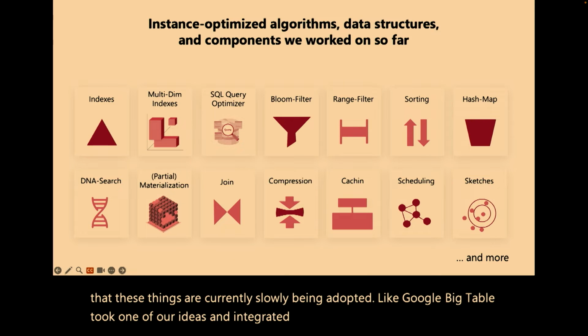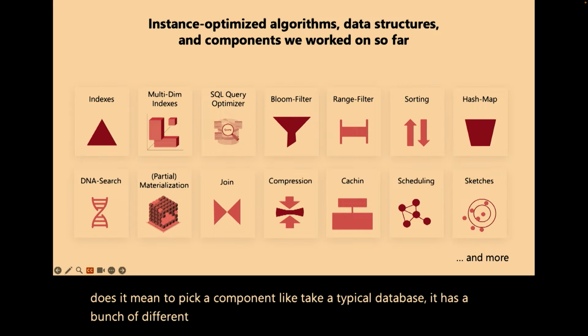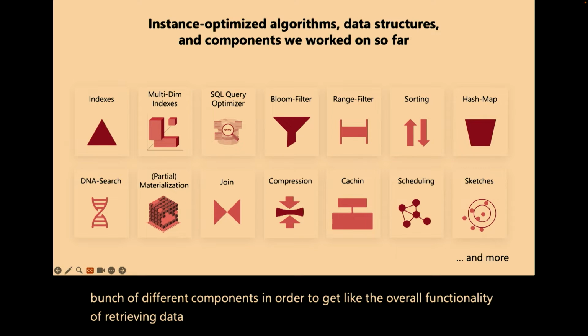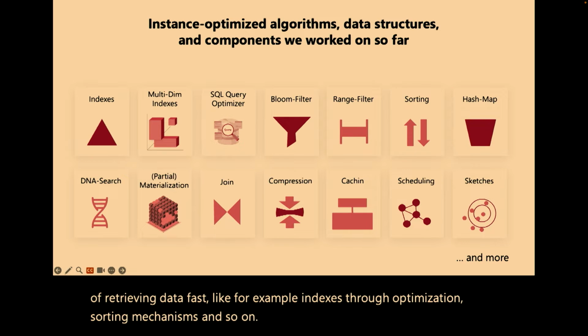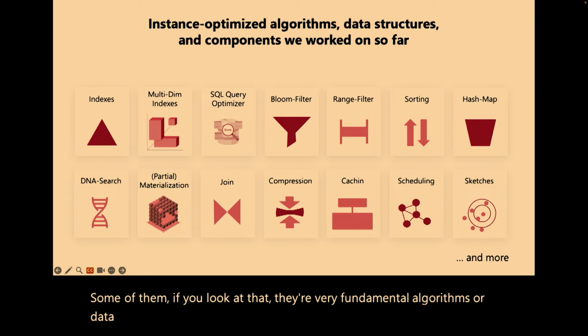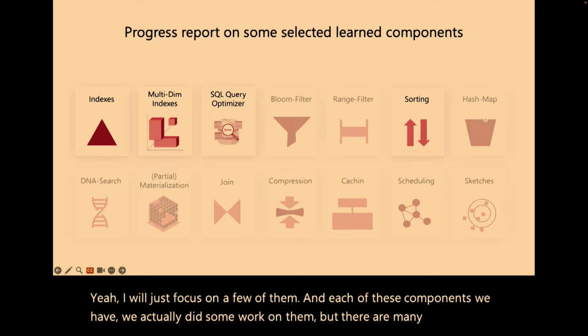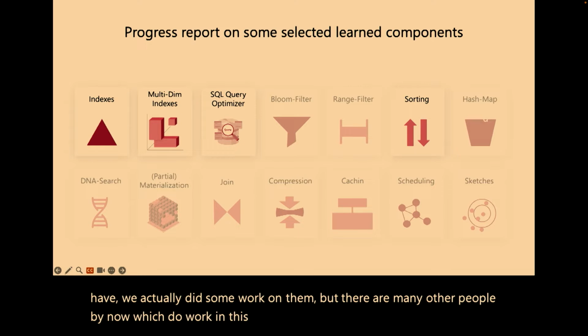To give you a flavor of what it means to pick a component, take a typical database. It has a bunch of different components in order to get the overall functionality of retrieving data fast. For example, indexes, query optimization, sorting mechanisms, and so on. Some of them, if you look at that, are very fundamental algorithms or data structures. Right? An index is a very fundamental data structure. Here, I will just focus on a few of them. And for each of these components we actually did some work. But there are many, many other people by now who do work in this area. So we are not the only ones.